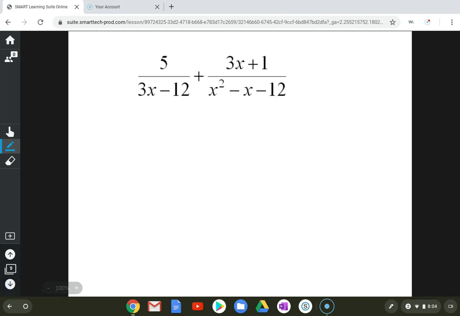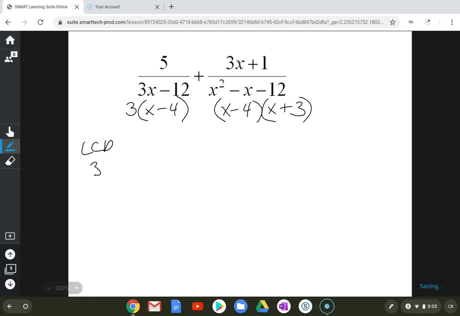Oh my goodness, what have we got here? When you have these more complex denominators, your favorite F word, what's our best friend? Factor. So the first thing you're going to want to do is factor everything. This has a GCF of a 3, so it factors into 3 times x minus 4. This guy is a trinomial, x minus 4, x plus 3. I'm going to write these out, LCD. So I have a 3 and an x minus 4 in my first denominator. I have an x minus 4 and an x plus 3 in my second denominator.